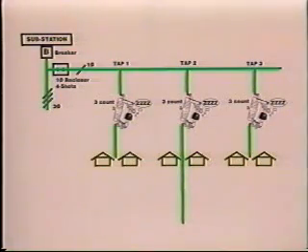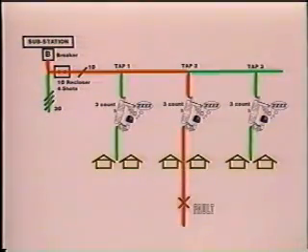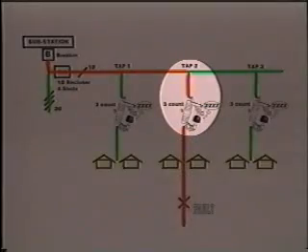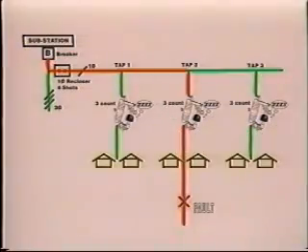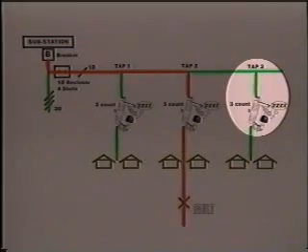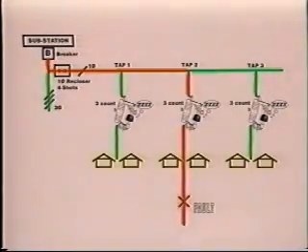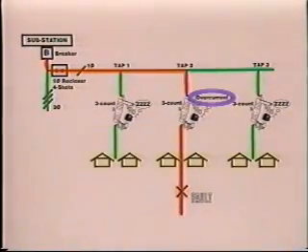For example, if the fault occurred at the location indicated, the fault current would only flow through the Tap 2 sectionalizer. Therefore, the Tap 1 and Tap 3 sectionalizer would continue to sleep, and the Tap 2 device would wake up.